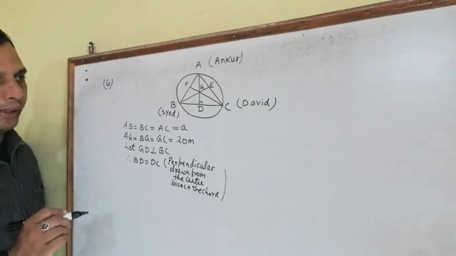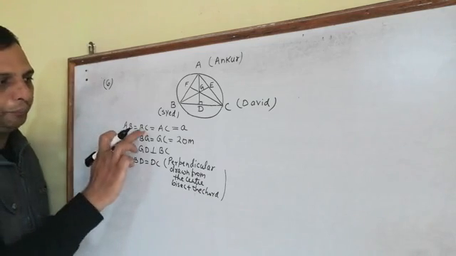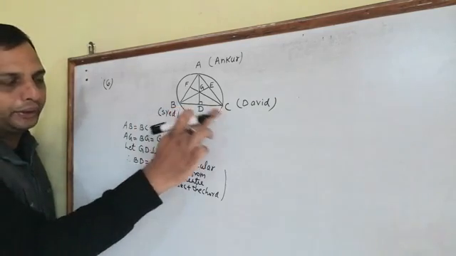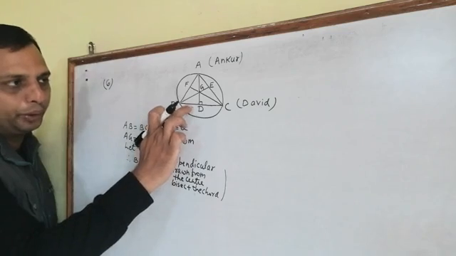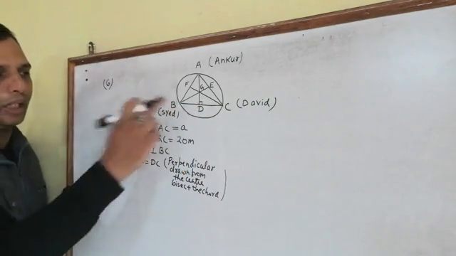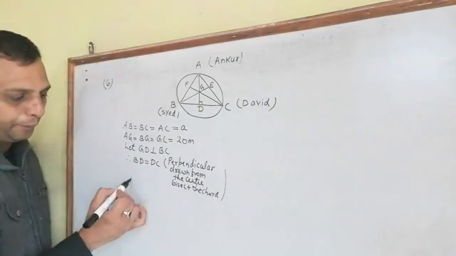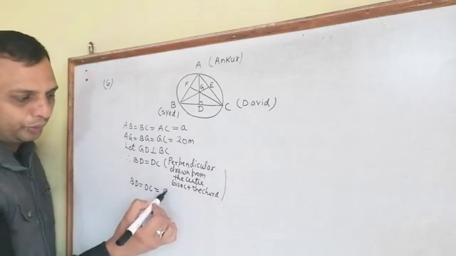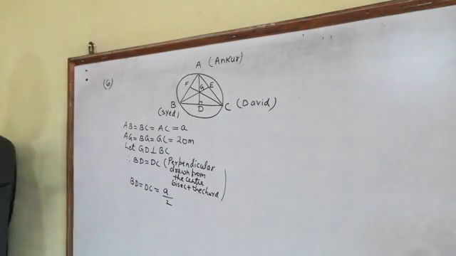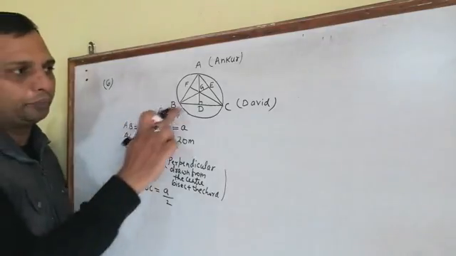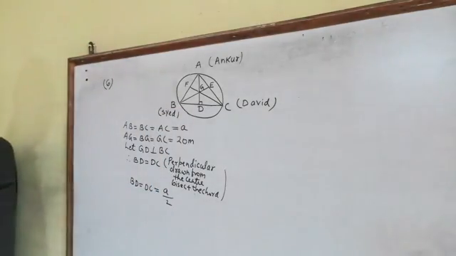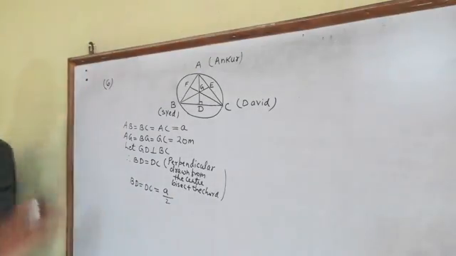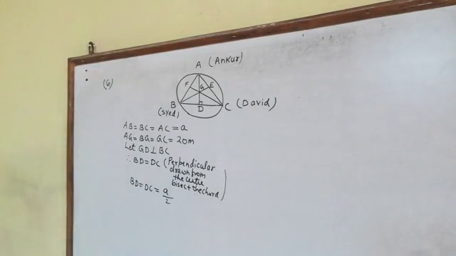Now BD and DC are equal. If BC is a, what is the value of BD? Because BC is a, BD will be a upon 2, and this will also be a upon 2, because this is half of a. So we can write BD and DC are equal to half of a, which is a upon 2. So this much is the given we have written.